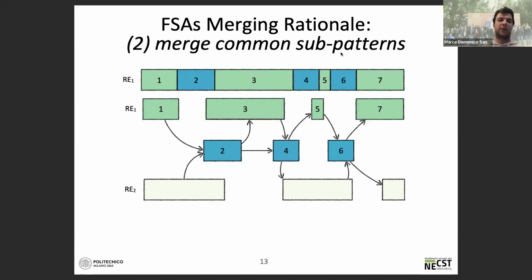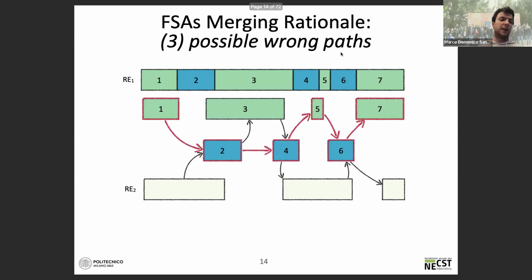For instance, we have the path from state 1 to 2, then 2 to 3 and then to 4, or we can go from 2 to 4. However, it's not allowed to go from state 2 to state 4 in the initial regular expression 1. And this is the problem, because in this way we are allowing new false positives, a new accepted language that is not accepted by the native regular expressions taken as input.